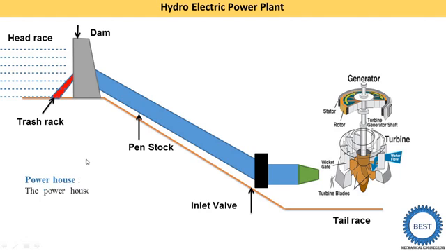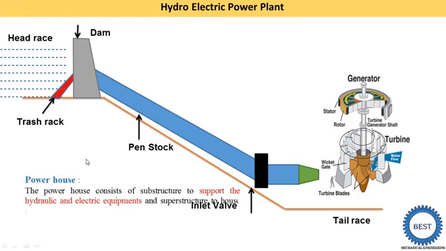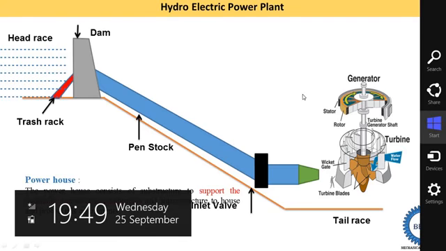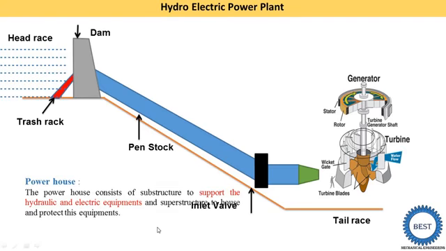That is the powerhouse. The powerhouse consists of the substructures that support hydraulic and electric equipment. This means the hydraulic and electric equipment, meaning turbine and generators, are put in one house, and this house is known as the powerhouse.